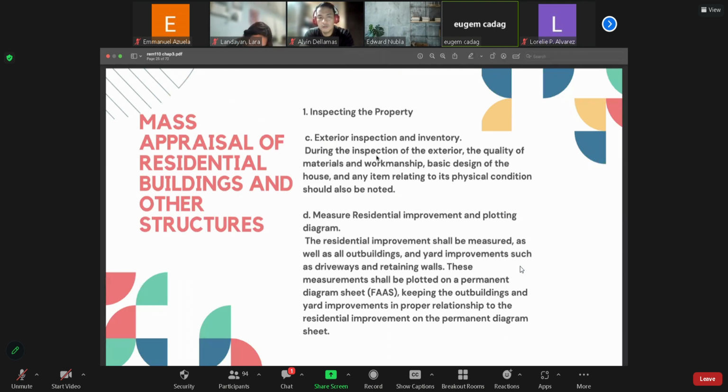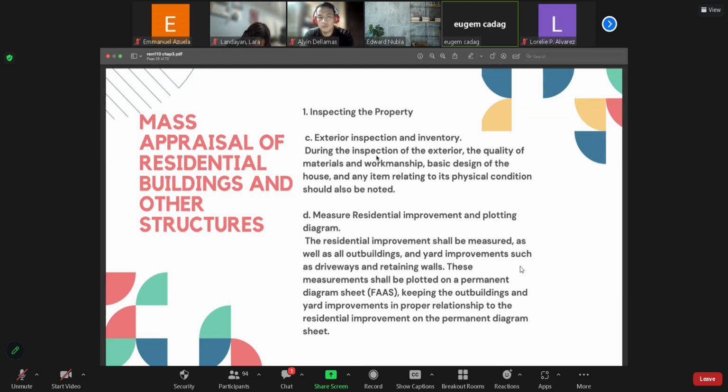So, next po, letter C, exterior inspection and inventory. During the inspection of the exterior, the quality of materials and workmanship, basic design of the house, and any other items relating to its physical condition should also be noted. And then lastly, letter D po, measure residential improvement and plotting diagram.